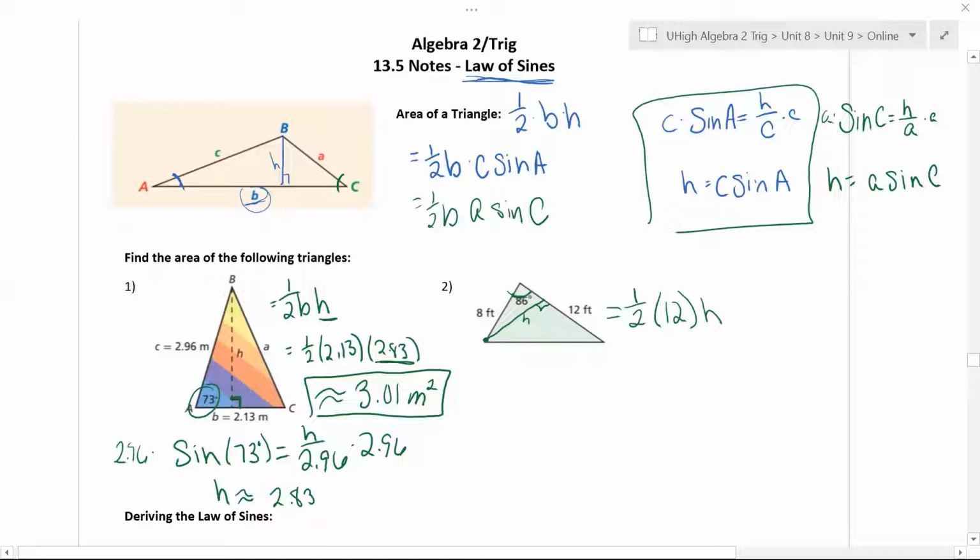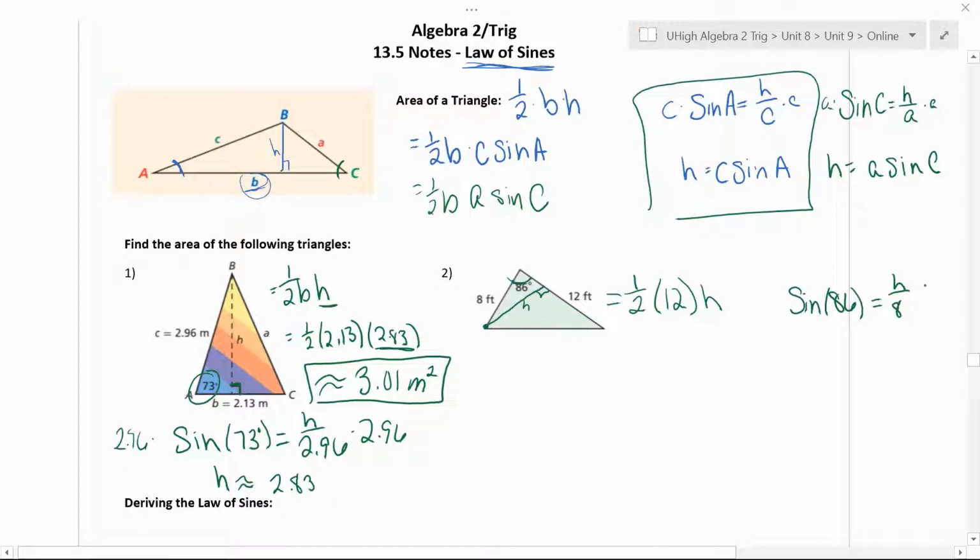So in order to find h, I'm going to have to use my sine function. So the sine of 86 equals my opposite over my hypotenuse, so h over 8. Then I can multiply both sides by 8 and find that h is approximately 7.98. So my area is 1/2 times 12 times 7.98, so my area is approximately 47.34 feet squared.